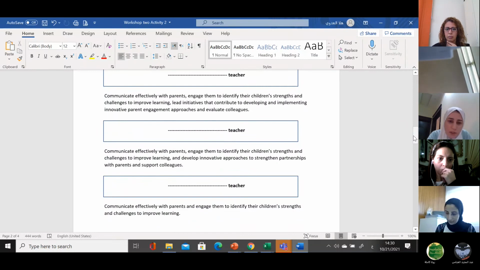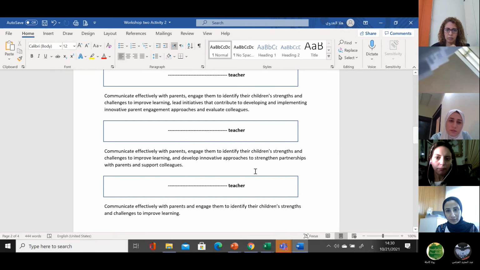Communicate effectively with parents, engage them to identify their children's strengths and challenges to improve learning, lead initiatives that contribute. I think this is expert. Okay. Coach, lead initiatives. What else? And contribute to developing and implementing innovative parent engagement approaches and evaluate colleagues also. Bravo. The second one.